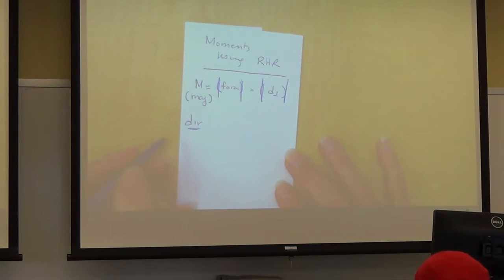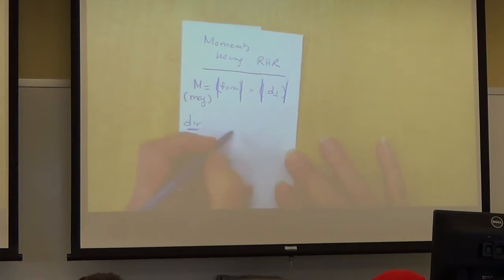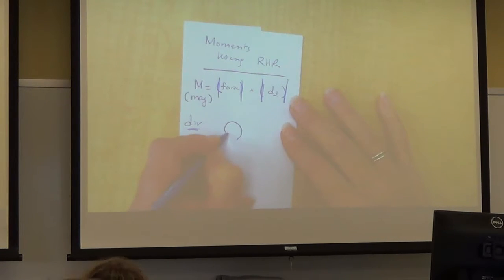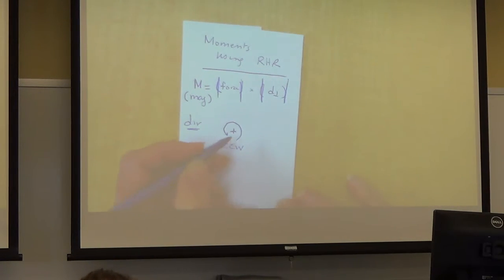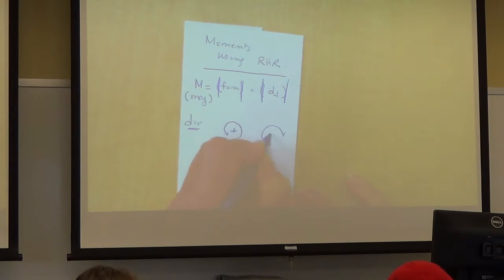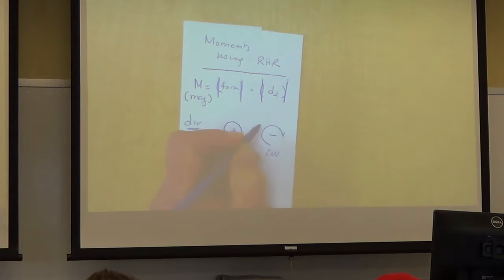Danny? Right-hand rule. So when we have it with the thumb pointing out at us, is that positive or negative? Positive. So when it's counterclockwise, it's positive. And how about if it's clockwise? It's negative, right? Because counterclockwise gives us a thumb going into the page.